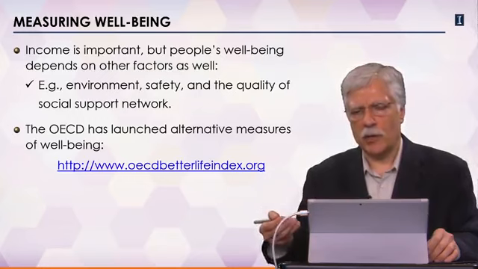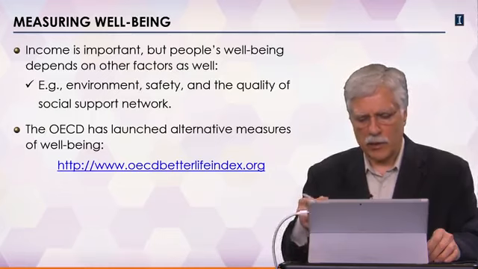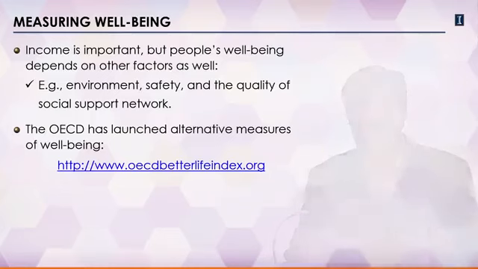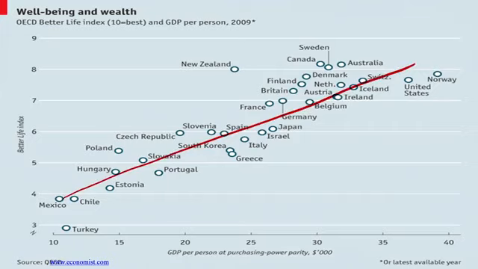Income is a key component of it, and it's very correlated with the other measures, but it's not a perfect correlation. Here's the correlation of GDP per person calculated in PPP measure, on the horizontal axis, being graphed against the Better Life Index, which is the welfare index that OECD calculates. And you can see here that there is a strong correlation between the two. However, by no means the correlation is perfect.